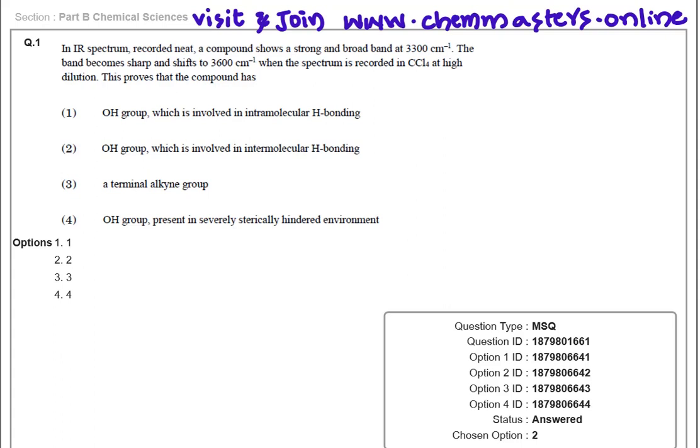Now just come to the point of question. In an IR spectrum recorded neat, a compound shows a strong broad band at 3300. The band becomes sharp and shifted to 3600 when the spectrum is recorded in CCl4 at high dilution. This proves that the compound has.